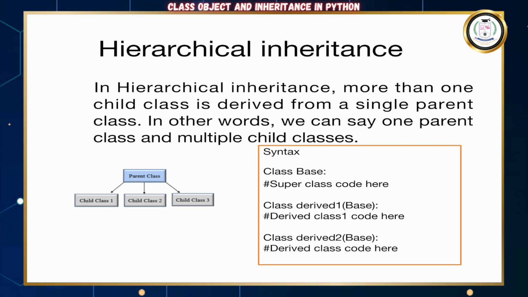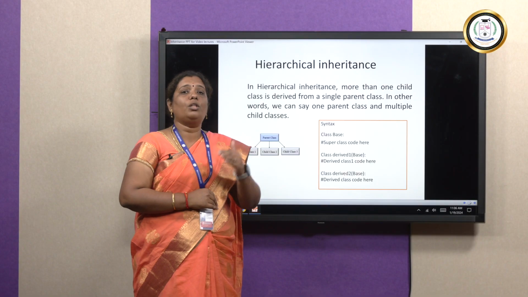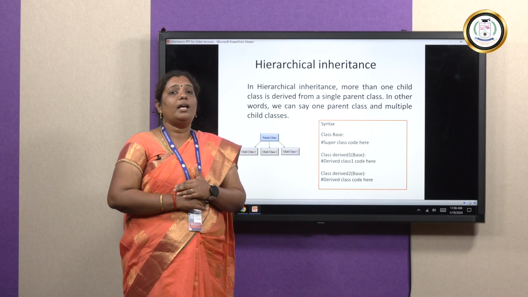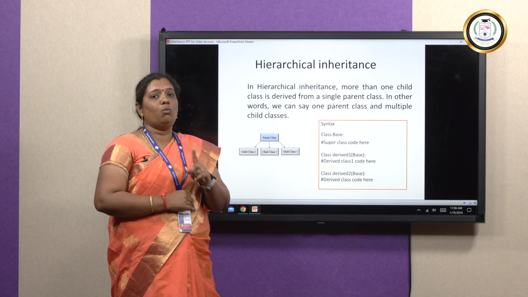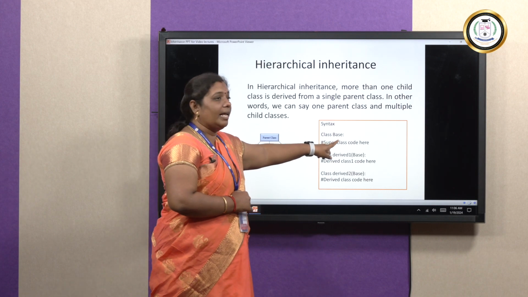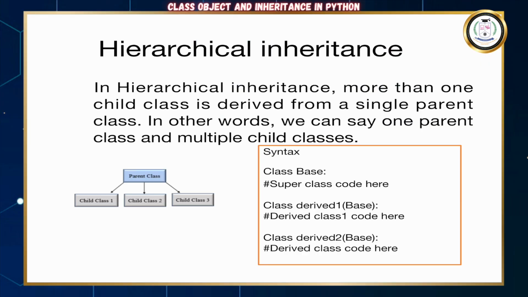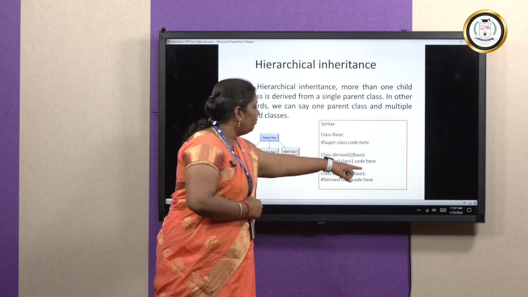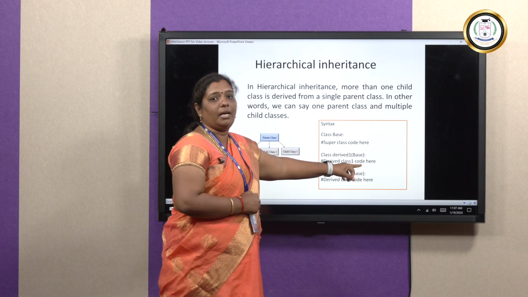Next inheritance is hierarchical inheritance. Hierarchical inheritance has only one parent class and more than one child class. Here there is only one parent, that is the base class. The base class code is here. Next are child class 1 and child class 2. These two are children of this parent base class. Inside them we have to mention the parent class name also.